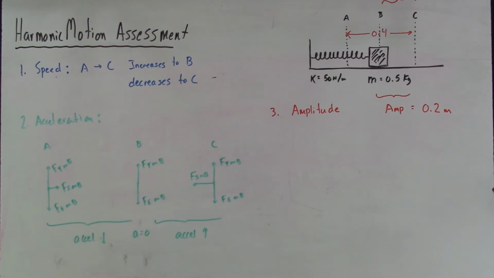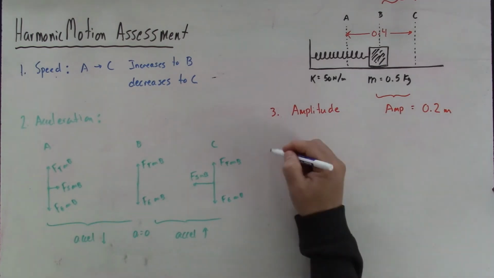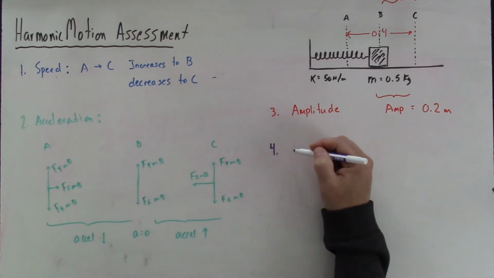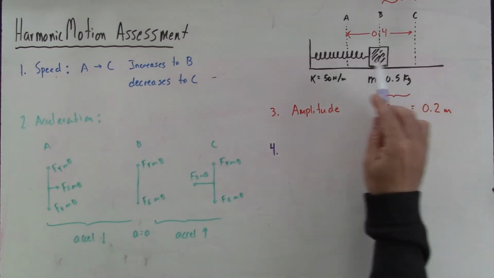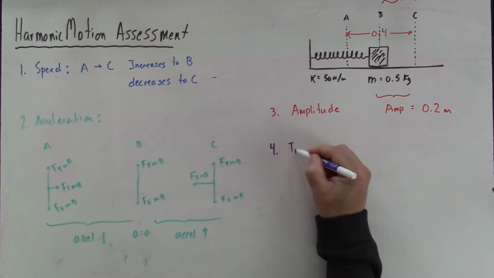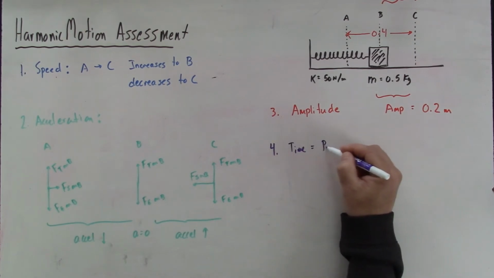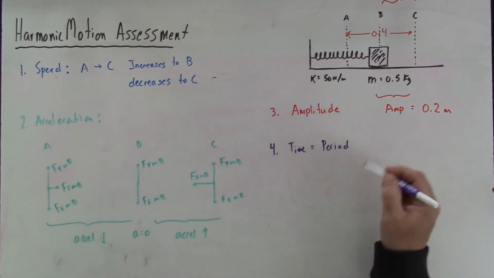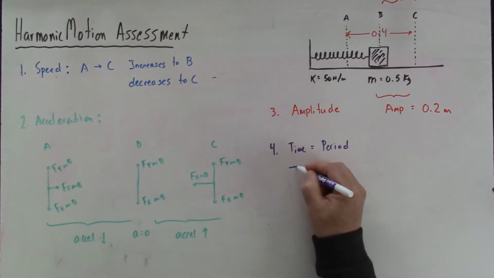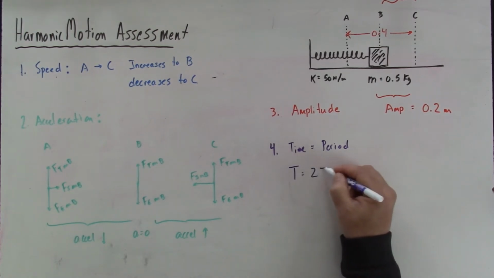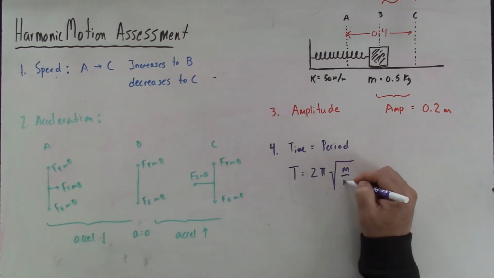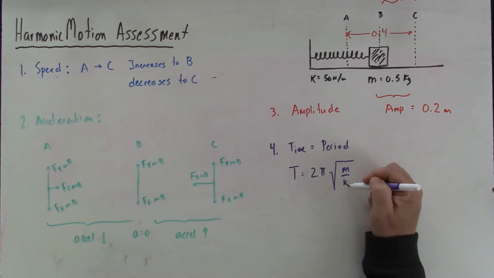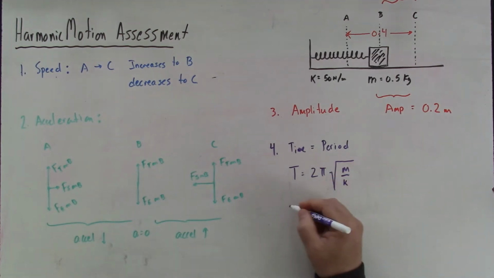Number 4 says, how much time does it take for the block to move from A to C and then back to A? So it's from A to C and then back to A. That time is called the period. And if you want to calculate the period of a spring, you do T equals 2 pi times the square root of m over k, where m is the mass, k is the spring constant, and T is the period.